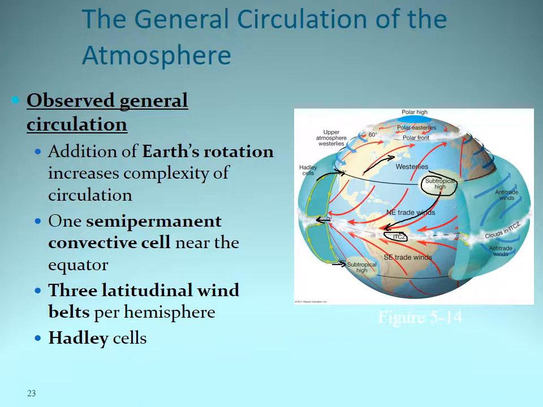Now those are just some of the pieces, but one of the most important vertical circulations that we have here is called the Hadley cell. Starts at the equator and it goes down to 30 degrees north and 30 degrees south.